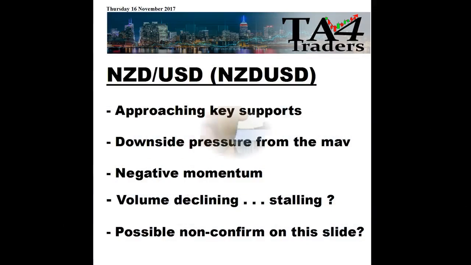So that's been TA for traders having a look at the New Zealand dollar against the US dollar. Doesn't look all that bright for the New Zealand dollar. The key conclusions are that we're approaching key supports. We've got downside pressure from the moving averages. There's negative momentum. And the only slight positives are that the volume's declining on the decline.